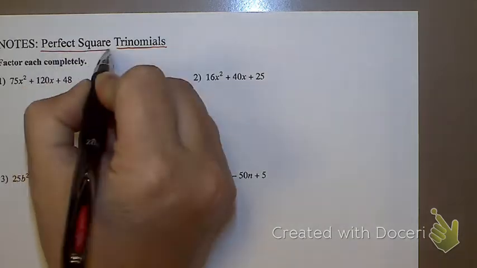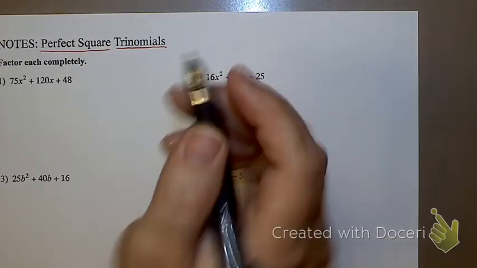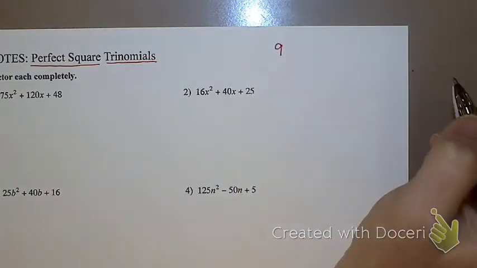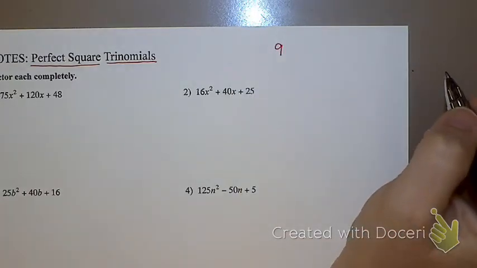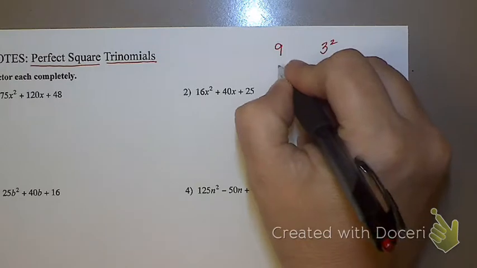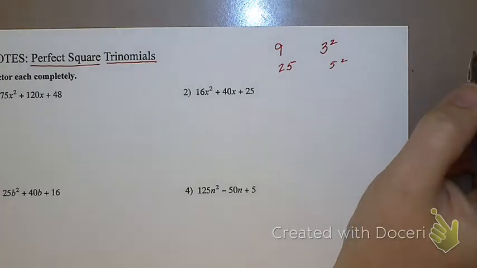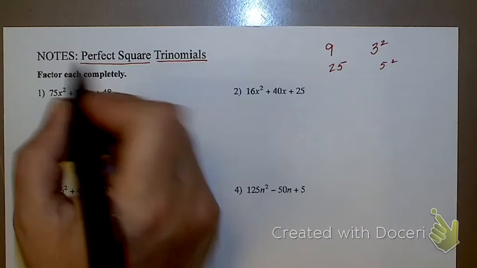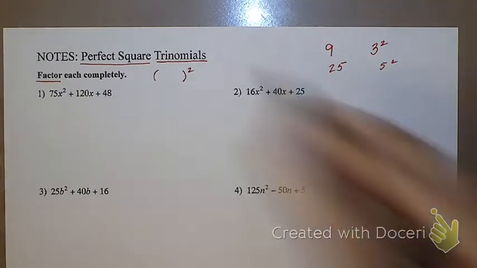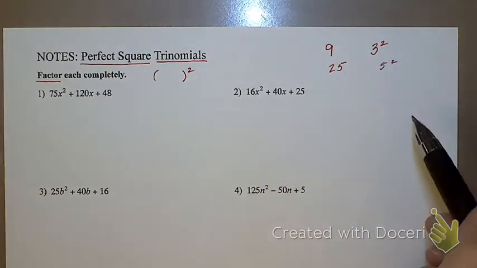What is a perfect square? For example, this is a perfect square. Why? Because it is something squared, right? That right there is a perfect square because it is something squared. So a perfect square trinomial is something that when you factor it is going to factor into something squared. It kind of combines this idea with the whole factoring thing.